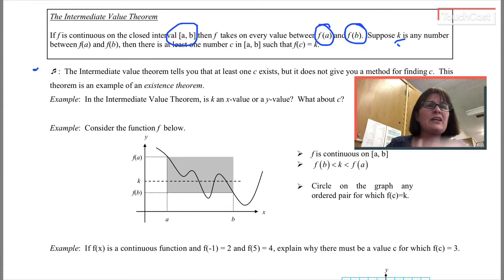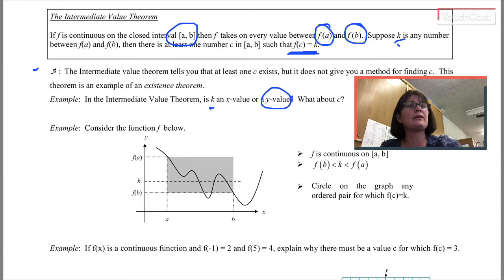Here, in the intermediate value theorem, is k an x value or a y value? Is it an input or an output? Well, when I look at this last part here, I'm guaranteeing that there's a c such that f of c equals k. K is an output. That means k is a y value. C is the input to the f function that makes the output k. So c is an input. C is an x value.